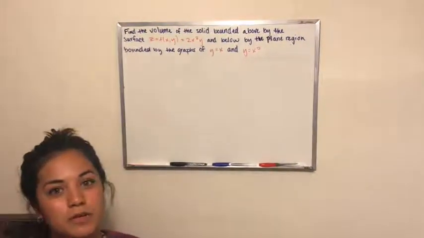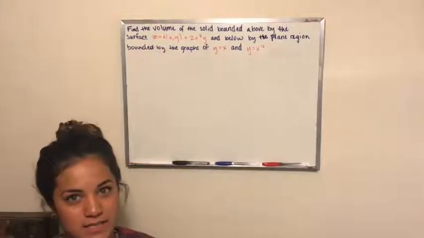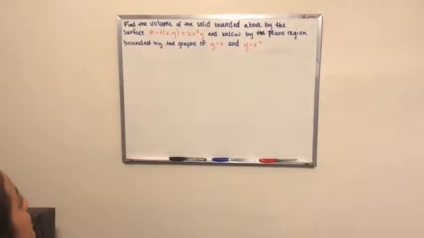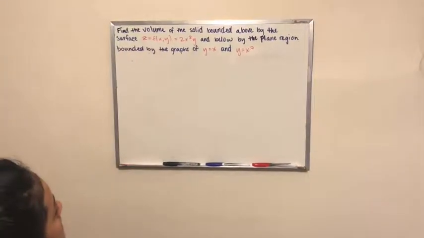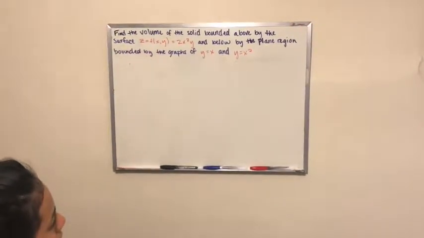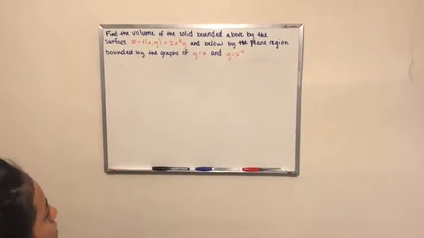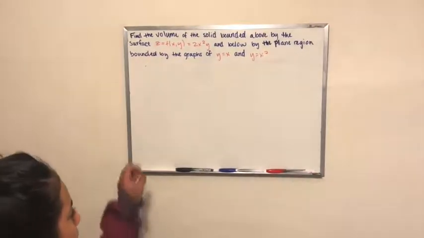This one specifically focuses on finding the volume of a shape when given its height and its base. This problem reads, find the volume of the solid bounded above by the surface z, or f of x, y, is equal to 2x squared y, and below by the plane region bounded by the graphs of y equals x and y equals x squared.